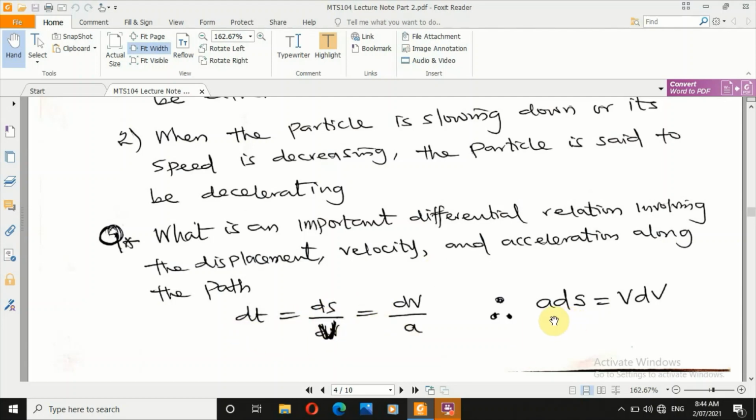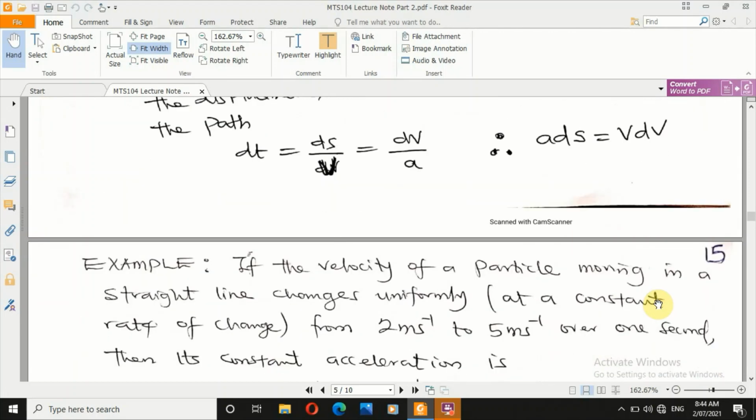So from this expression, we can take the last two. If you cross multiply, you have a ds equals v dv. So we have this expression. Looking at this expression, you can say that it is a differential relation that has to do with acceleration, displacement, and velocity. So that is the expression.